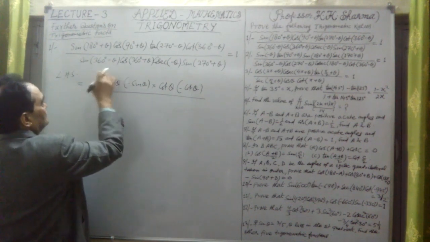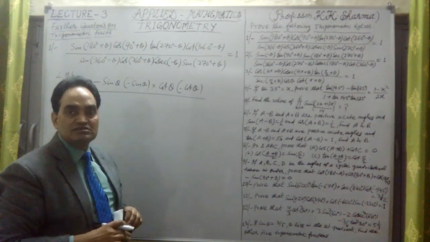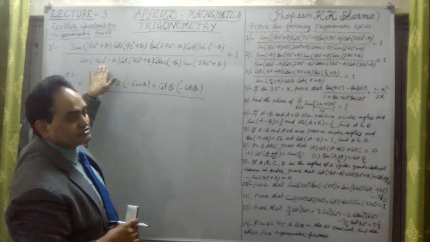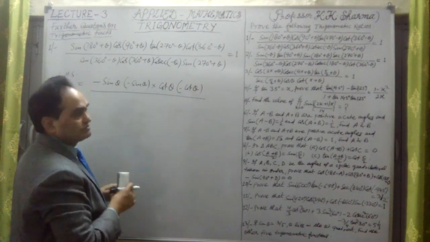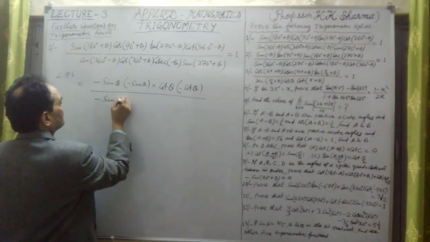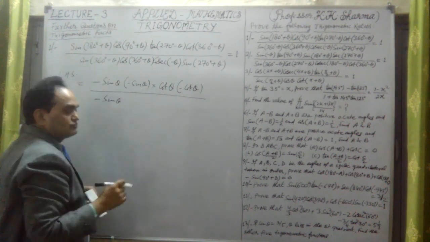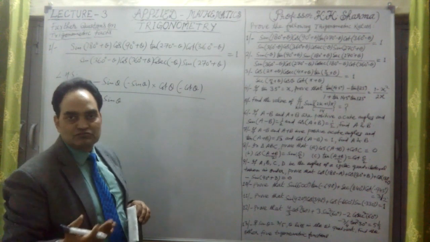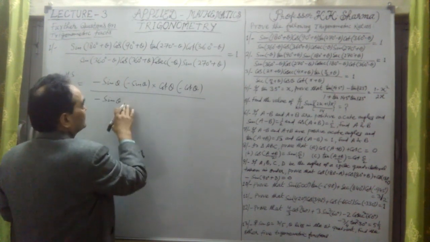In the denominator, what do we have? Sine 360 degree minus theta. This is in the fourth quadrant. So sine 360 minus theta stays sine, but it will be negative, so minus sin theta, because it is in the fourth quadrant. In the fourth quadrant only cos and sec are positive. So here sin is negative.